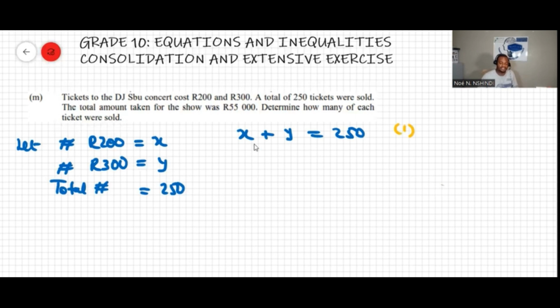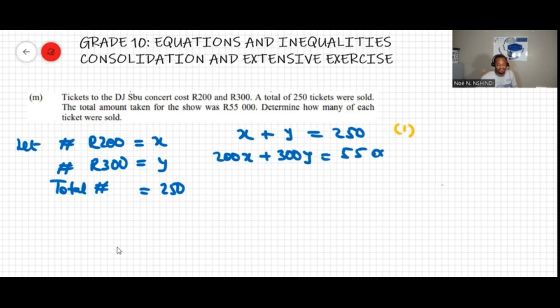If x tickets of 200 Rand were sold, meaning the money that we receive from 200 Rand from these x tickets will be 200x Rand, okay? Because as I was saying, this is the number of the tickets that were sold for 200 Rand. So the money collected from this will be 200 times the number of the tickets sold. So this is 200x. Similarly, this will be 300y equal to how much?